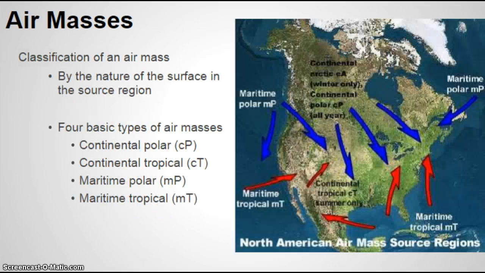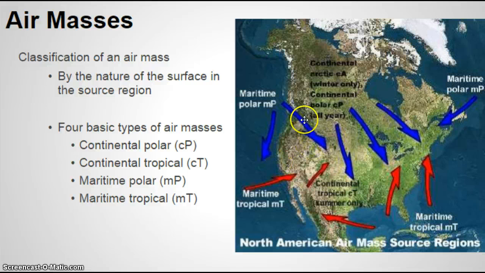So we'll start putting these together here. The nature of the surface in the source region determines what the air mass has. So in other words, there are four basic types of air masses. You have continental polar, small c, capital P. You have continental tropical, small c, capital T. You have maritime polar, small m, capital P. And you have maritime tropical, small m, large T.